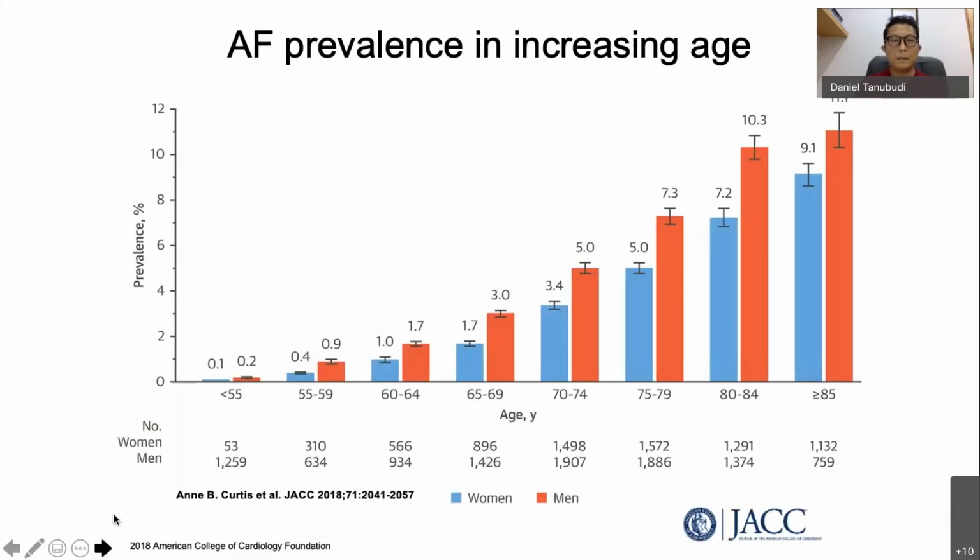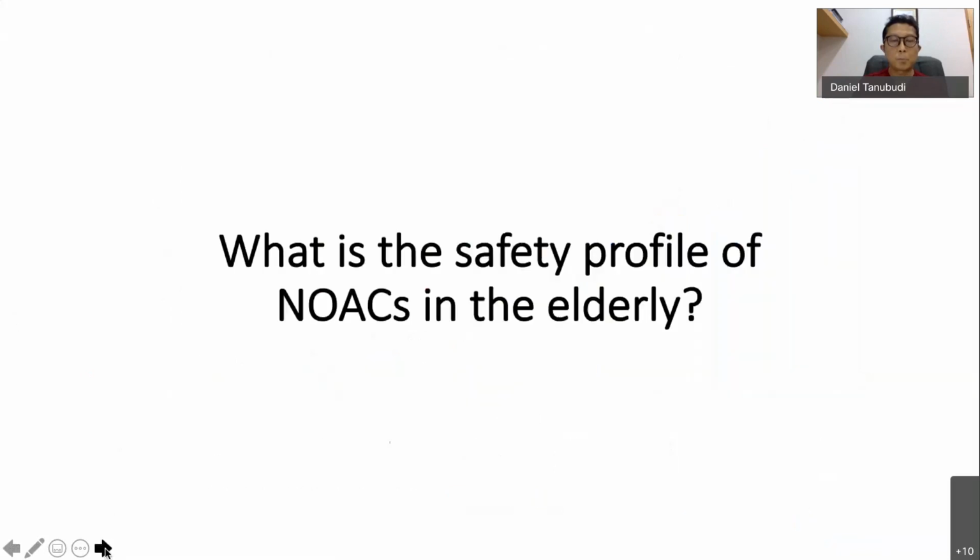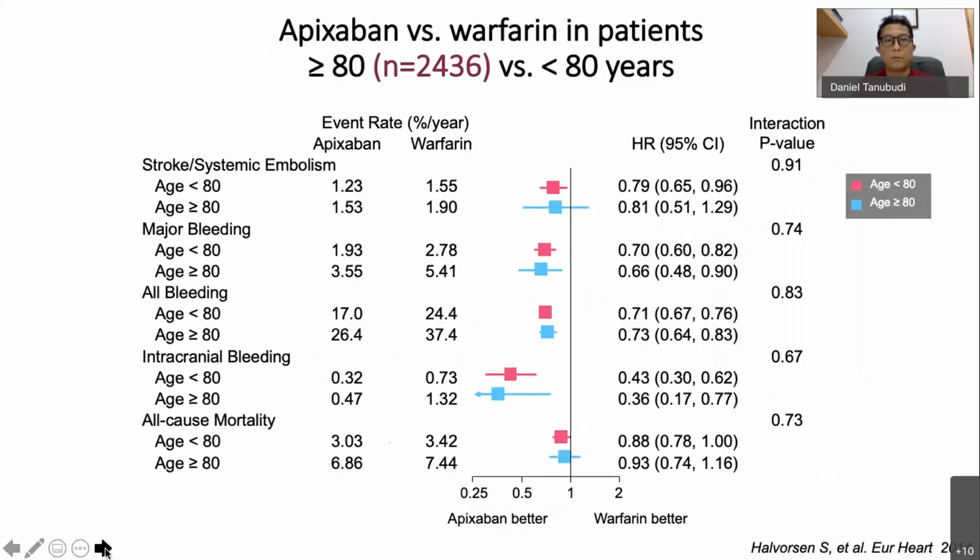So again, AF prevalence increases with age. If you see now that our patients are getting older, the risk of getting AF during their lifetime is increasing as well. It means that with increasing age, the risk of having AF is increased as well. So in patients of advanced age, like more than 80, apixaban is better than warfarin. See, there is a lot of information regarding safety.